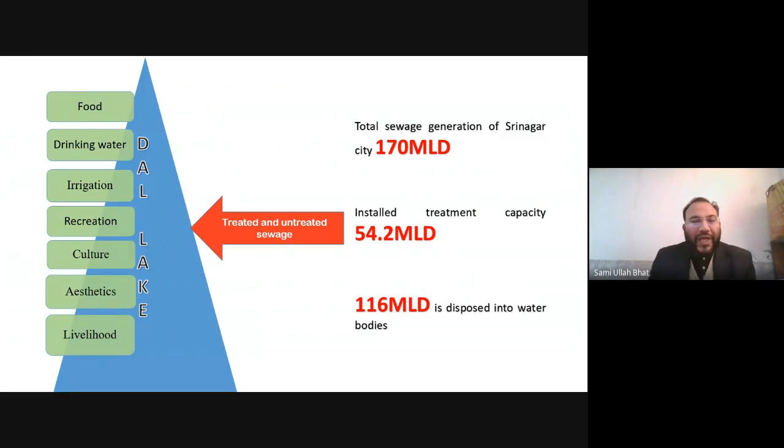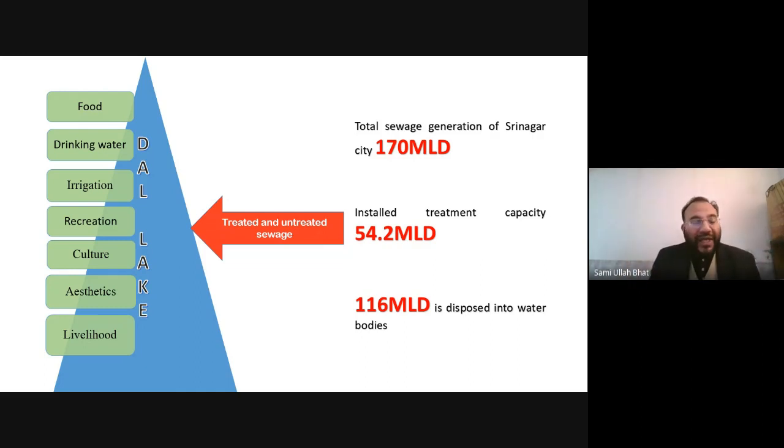Now, those people who live in Kashmir or Srinagar, regarding this, we have only 5 or 6 treatment plants within the city, although a couple more are coming up in Anantnag city as well. Look at the total sewage generation of Srinagar, which is 170 MLD. But the installed treatment capacity that can treat this wastewater is only 54.2 MLD. And the gap that remains, which goes into the recipient water system, is 106 MLD that is disposed. So even in Srinagar, a capital city, you have a large gap.